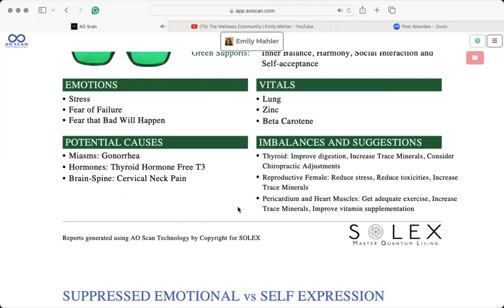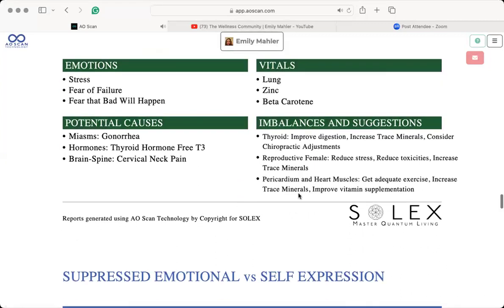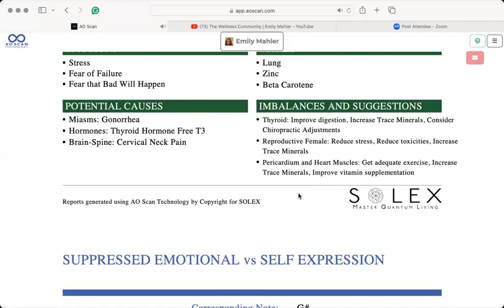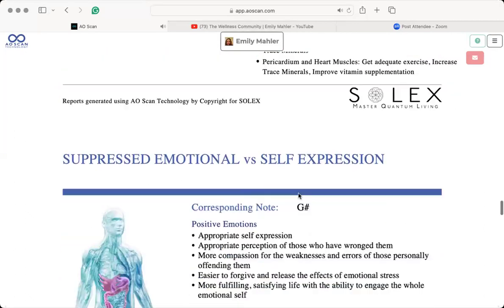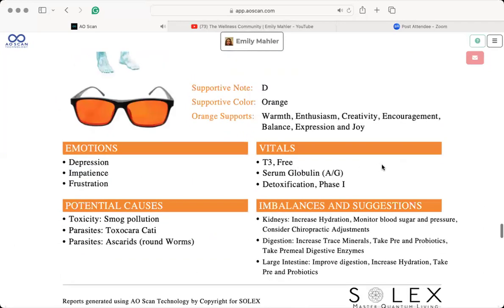Next little section here, we're going to look at the lungs. So the lung meridian came up, the zinc, so that's a vitamin mineral. Beta carotene is another vitamin mineral. Beta carotene is really linked to carrots, so maybe I should be eating carrots. So I need some support with my lungs. Zinc might be a supplement that I would maybe potentially want to take.